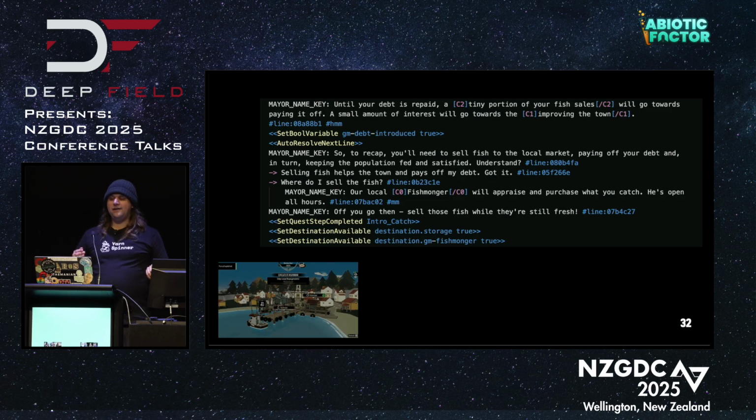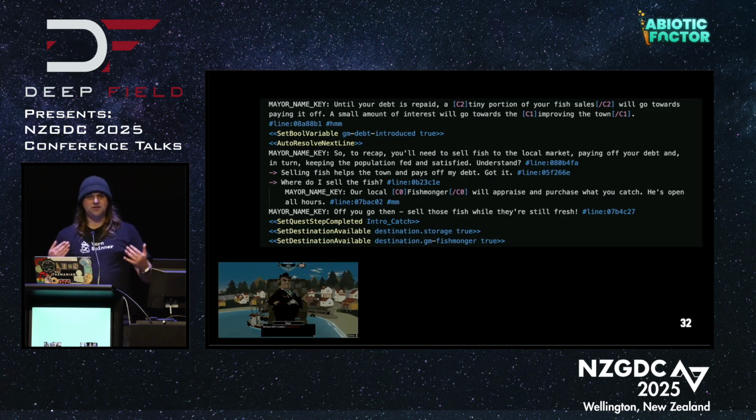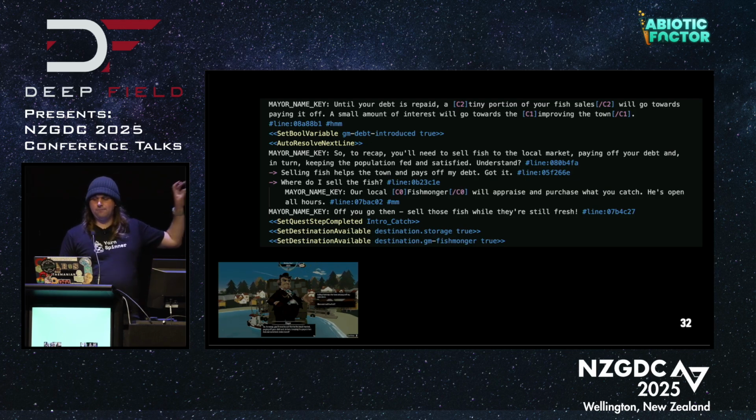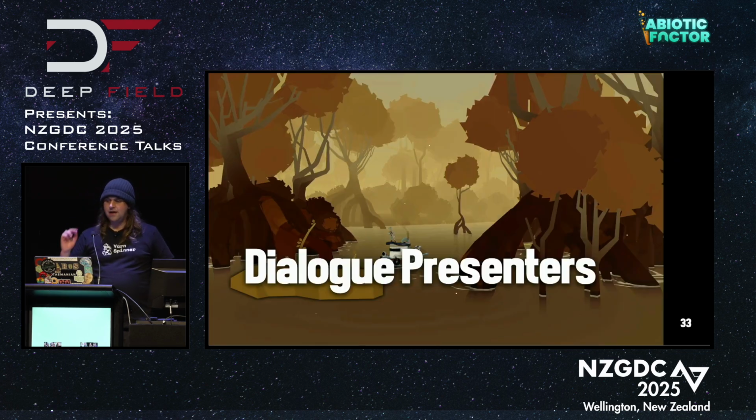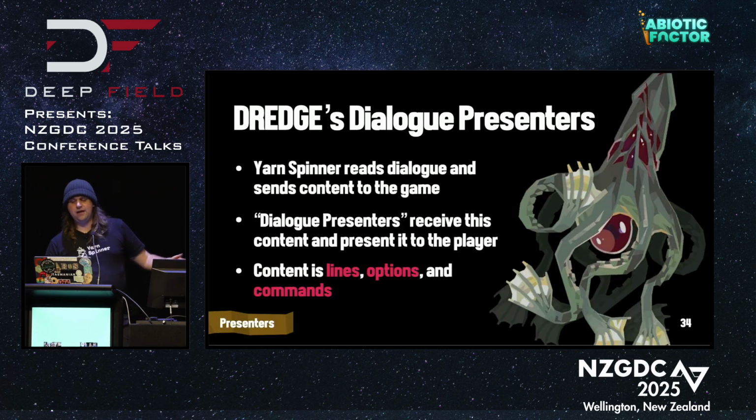And also, at the end of several lines, there's little hashtags, and they carry metadata about the line that various systems make use of. Every line has a line ID, and that's used for localization, which we'll get to later on. So all of this information, which is fairly compact, gets delivered to a variety of systems called dialogue presenters. So a dialogue presenter is a component that reads dialogue from your Yarn script and sends it into the game. So by content, what I mean is lines and options and commands. So all three of those things we just saw in that screenshot.